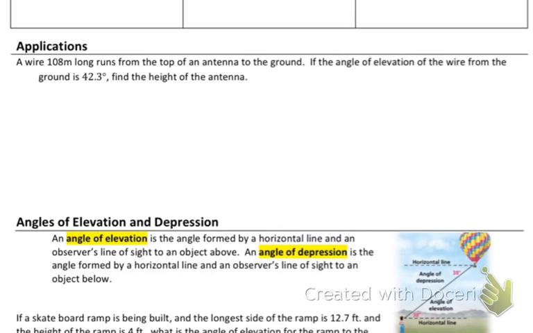It says a wire 108 meters long runs from the top of an antenna to the ground. So we picture like a telephone pole. It is the hypotenuse. Yes, it is. Because if you picture a tall antenna and a wire going down to the ground, that would be your hypotenuse. Your antenna is going to be your straight up and down side.